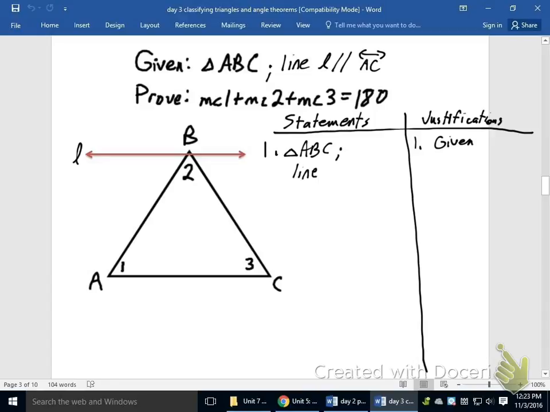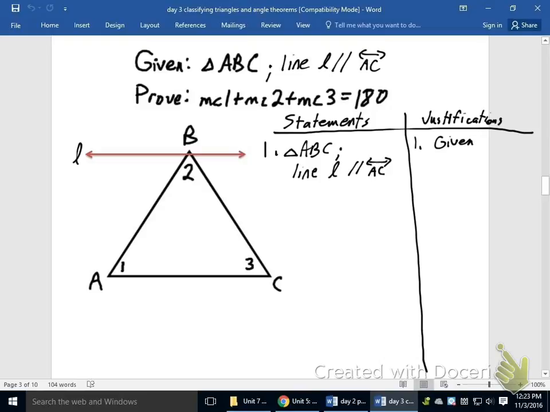Typically when you do an auxiliary line, you'll actually write it as its own step, where through any 2 points there is exactly one line. That would be your justification. But here I'm just going to make it an additional part of my given, just for practice sake on this proof. Now we're going to go forward and actually prove that the measure of angle 1 plus the measure of angle 2 plus the measure of angle 3 equals 180 degrees.